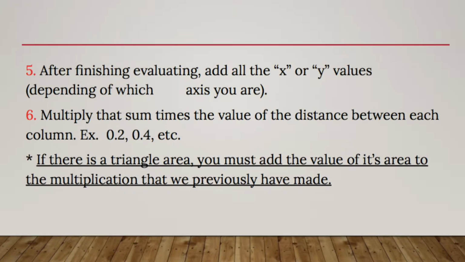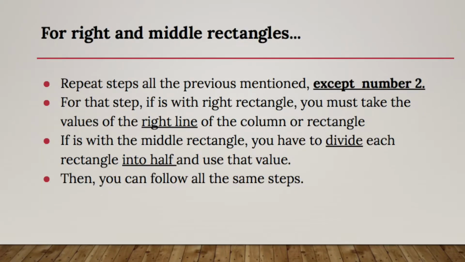After finishing evaluating, add all the x or y values depending on which axis you are using. Multiply that sum times the distance between each column, for example 0.2, 0.5, etc. If there is a triangle area, you must add the value of its area to the multiplication that we previously made. For right and middle rectangles, repeat all the previously mentioned steps, except number 2.